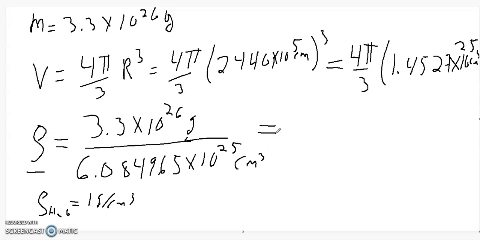So I'm going to take the number I have in the numerator, 3.3 times 10 to the 26th, and divide it by, well, the 6.0 blah, blah, blah, times 10 to the 25th is already in my calculator. So I'm just going to use the unrounded number in my calculator. All right. So 3.3 times 10 to the 26th divided by answer.